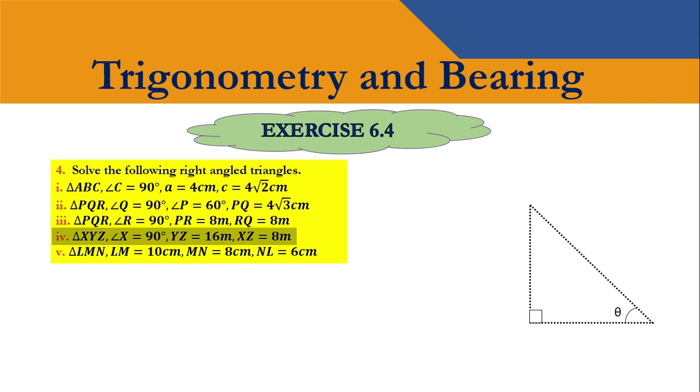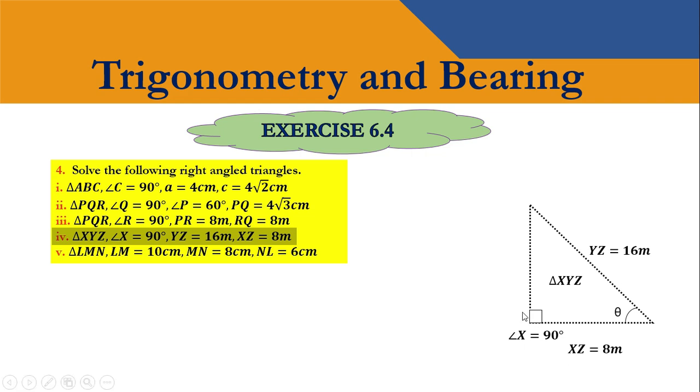Now solving our fourth triangle XYZ. The information given to us is angle X, which is 90 degrees, and the side XZ, which is 8 meters, and another side YZ, which is 16 meters. Here you can see I take YZ equal to 16 meters as the hypotenuse. So remember, when two sides are given to you, the largest side should be the hypotenuse if it is not attached to the 90 degree angle.